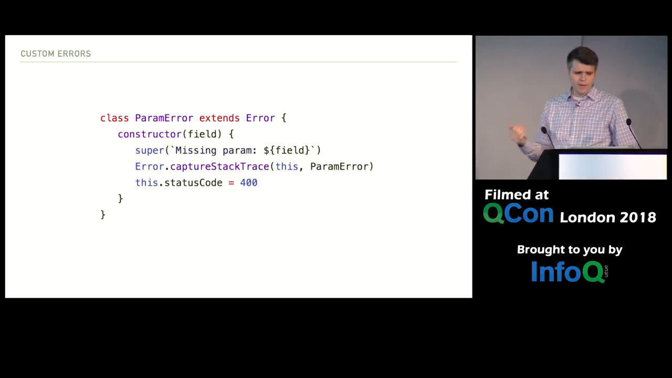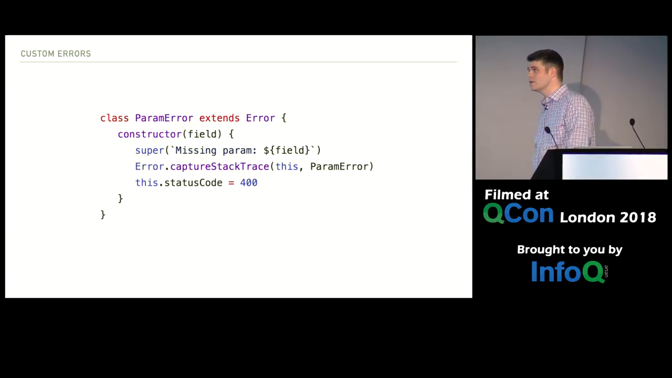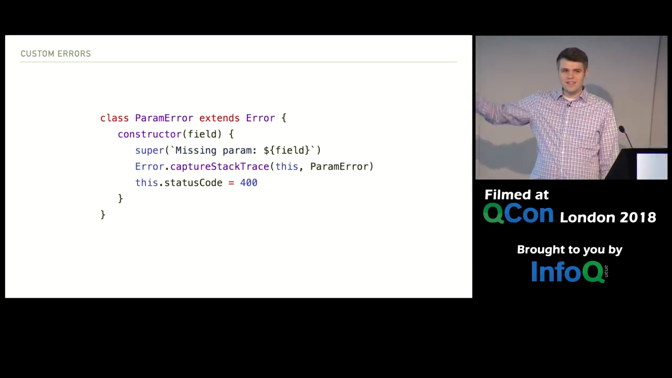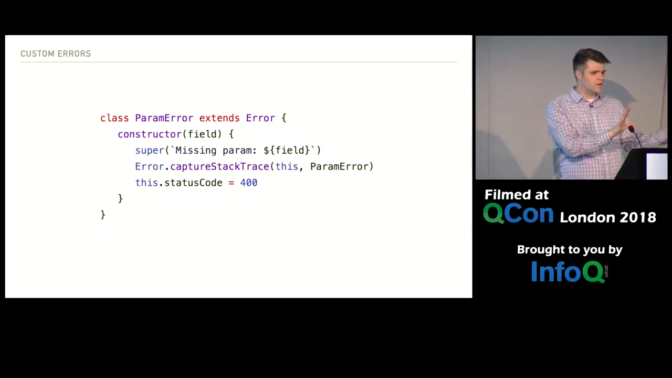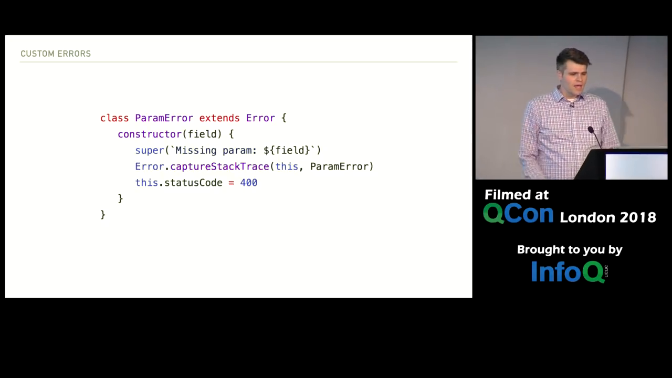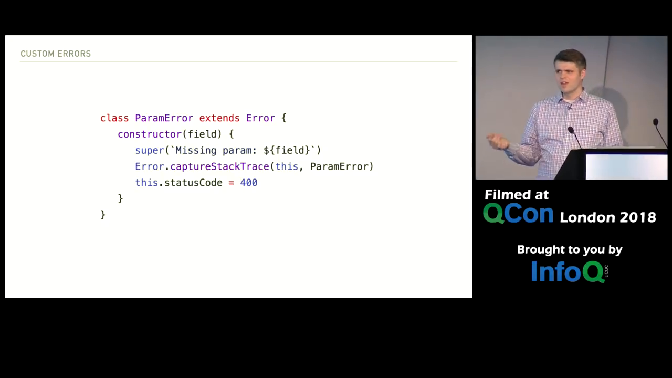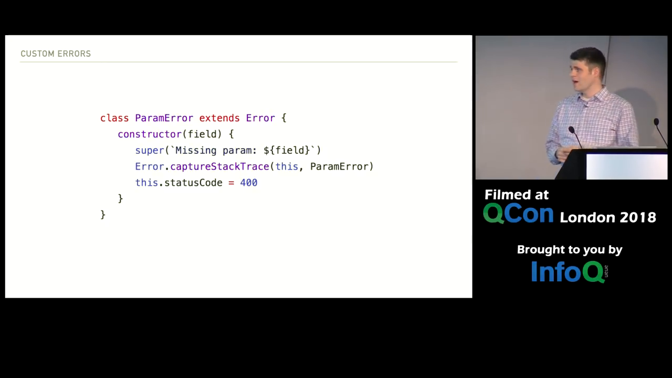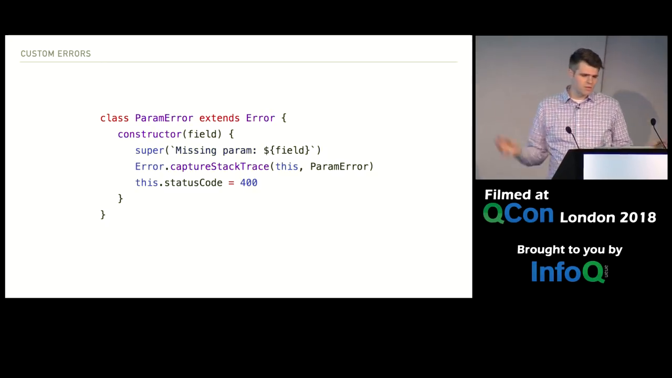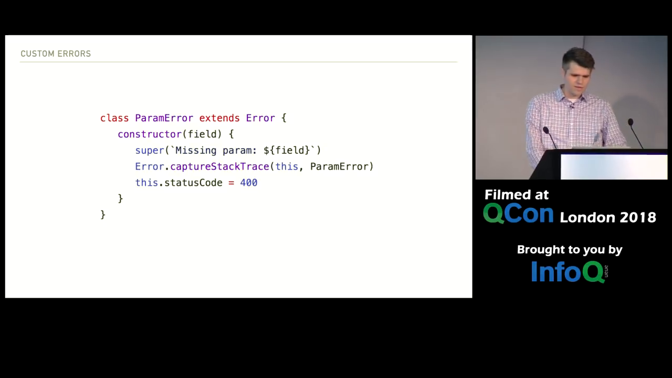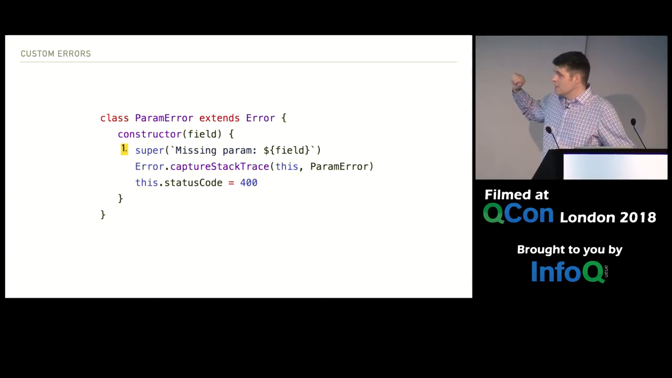So here I have my param error class. With ES6 classes, it's super easy for us to just say param error extends error. Then it just gets all the built-in error stuff very easily. It's nice. Before, when we were doing this with old JavaScript ES5, it was lots of weird object.create and stuff. We don't do any of that anymore. This is really cool. And then I just call super missing param, whatever field name I passed in.